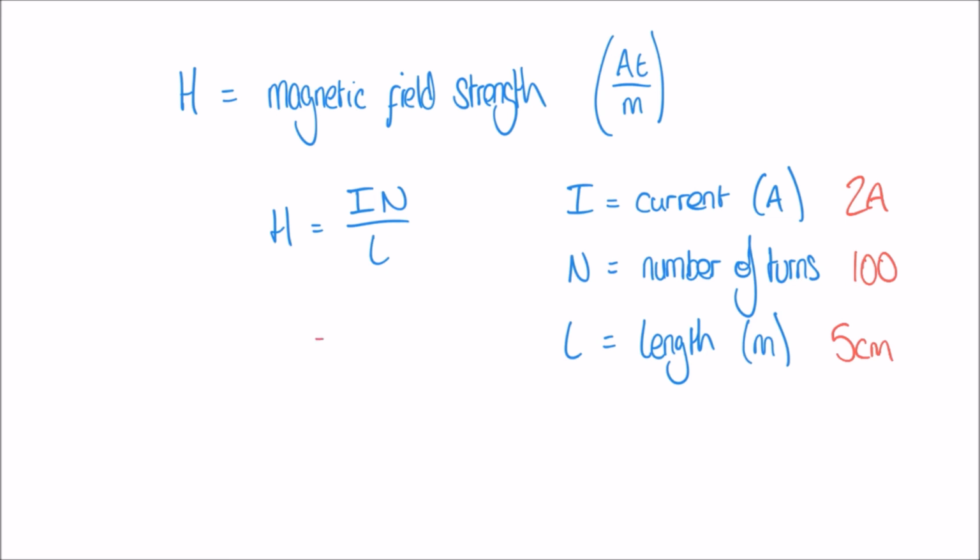So first of all, I is 2 and N is 100. So I can say 2 times 100 over L. And we said that L is 5 centimeters. Now again, we should be using our standard unit of length, which is meters, in our formula. The length given is 5 centimeters, and so we have to convert that into meters. So 5 centimeters is 0.05 meters. And if I calculate 2 times 100 divided by 0.05, we get an answer of 4,000 amp turns per meter.